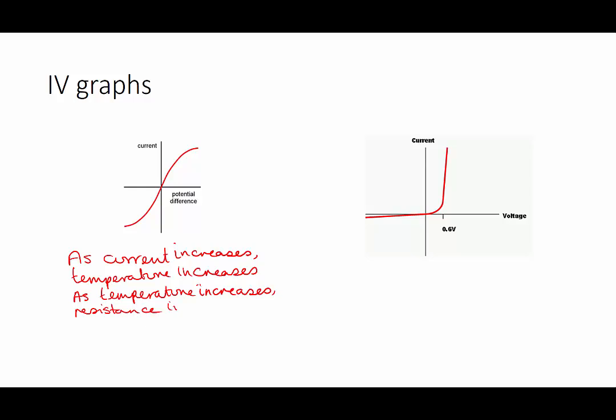The second component that we've got here is the current potential difference graph for a diode. Now the characteristic feature of a diode is that it only allows the current to pass through in one direction. So if the current is going in the negative direction, then it is equal to 0. If it is going through in the positive direction, then there's very little resistance, so we will get a rapid increase in current.